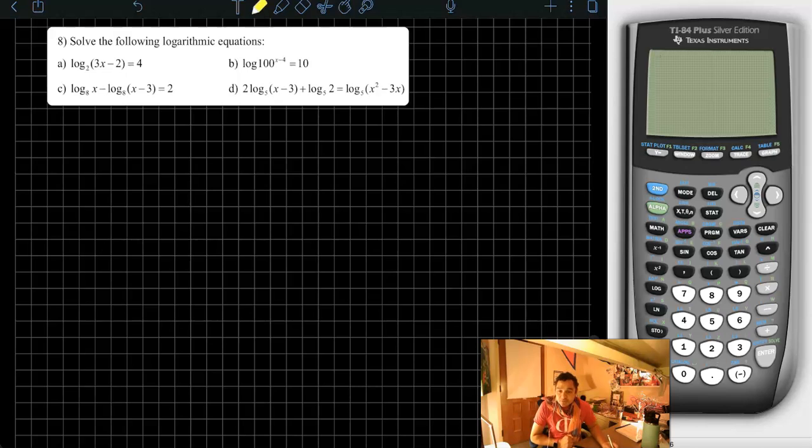Hi Precalculus, this is question number 8 from chapter 5 review. So solve the following logarithmic equations.